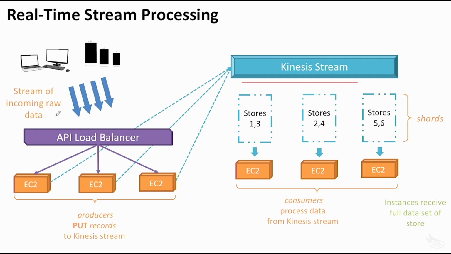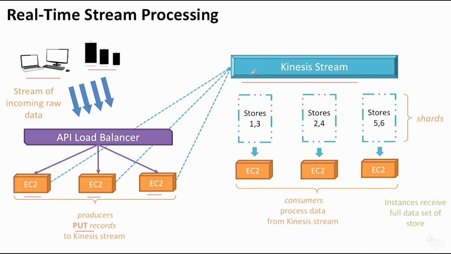Again, we have this incoming stream of raw event data coming from our employees, from management, from our customers and delivery drivers, these millions and millions of events coming in a live stream, and we're going to accept those requests via our highly available application running on EC2, but instead of just simply recording those to a database, we're going to also send those records, those events, we're going to put them to a Kinesis stream.